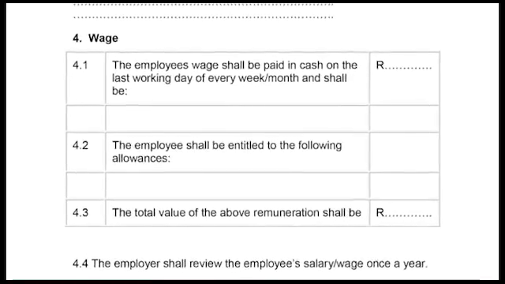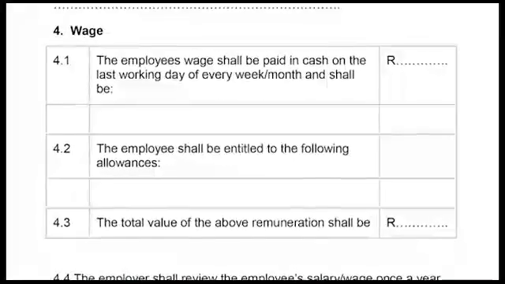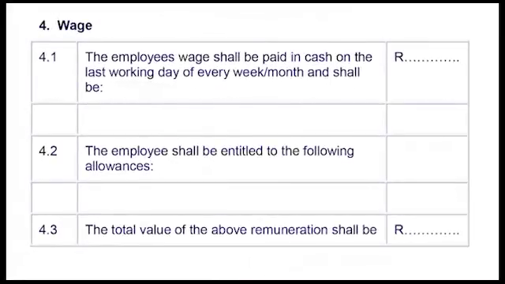The contract must say what your wages will be. The law says what the minimum wage is for farm workers, and it is against the law for you to be paid less than the minimum wage. The minimum wage also changes every year.